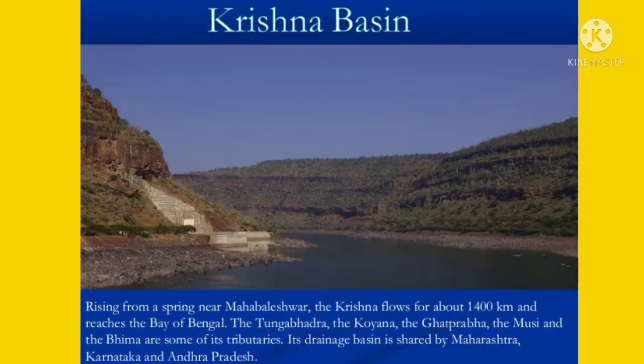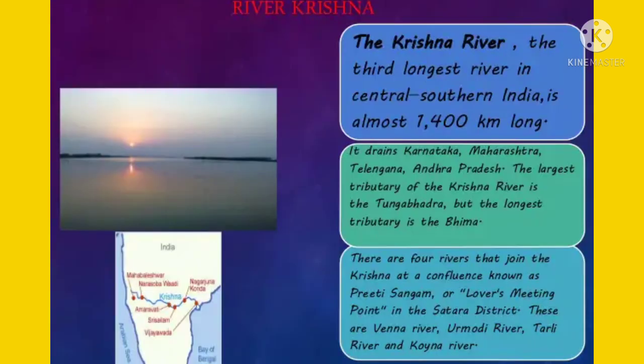Next important peninsular river is the Krishna River. The Krishna is the second largest east-flowing peninsular river which rises near Mahabaleshwar in Sahyadri. Its total length is 1,401 km. The Koyna, the Tungabhadra and the Bhima are its major tributaries. Of the total catchment area of the Krishna, 27% lies in Maharashtra, 44% in Karnataka and 29% in Andhra Pradesh and Telangana.